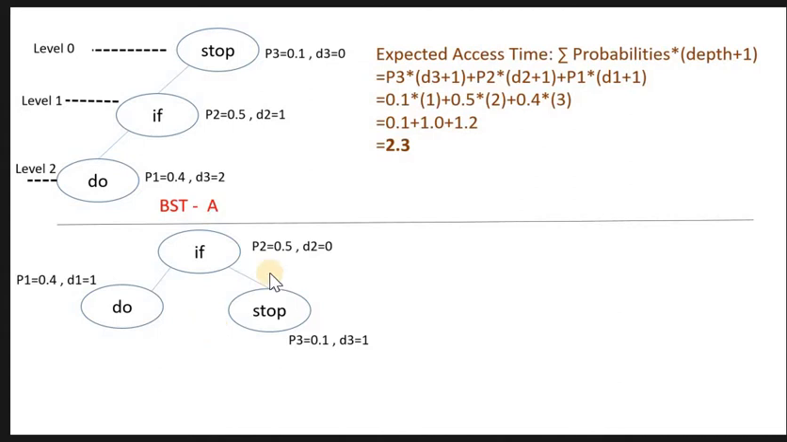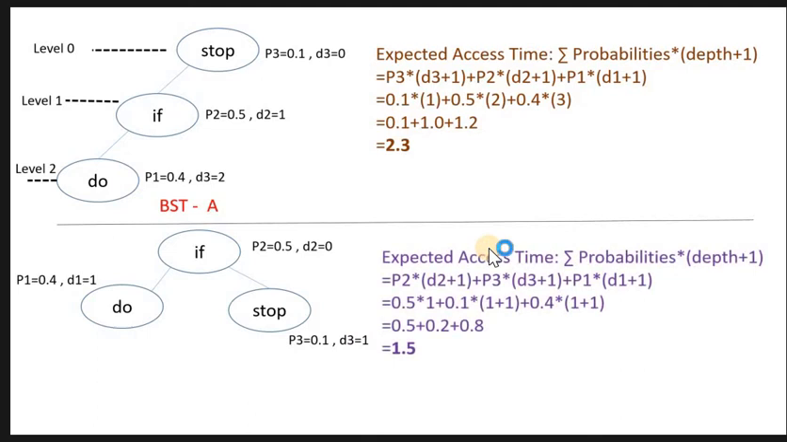Now we will see the probability. This is already given in the problem. You just mention the depth. So depth here is 0 because it is at level 0. This is at level 1, so its depth is 1. Its depth is also 1.